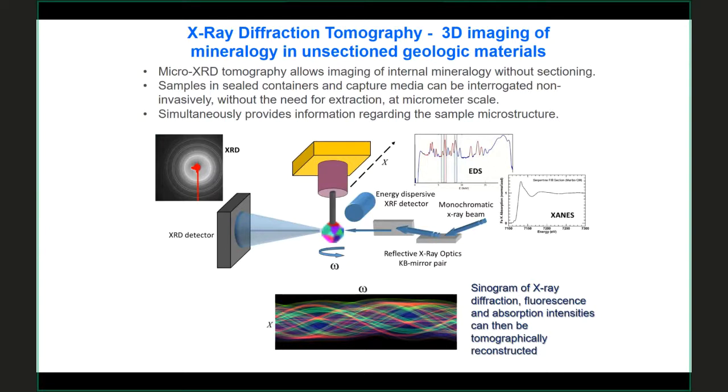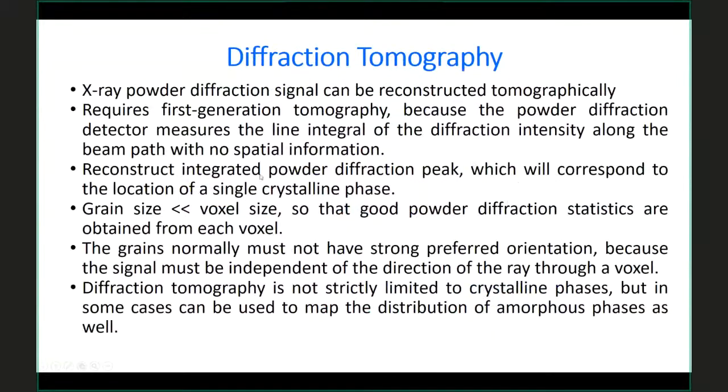When we're doing X-ray diffraction, we have no position information on where the beam originated from in the sample. The diffraction detector is just telling us what angle it scattered at. So we have to go back to that first generation pencil beam tomography. We just have one X-ray beam, a micron in size or a couple microns, and we scan the sample through it. We rotate, scan, and rotate. And at each point, we collect a diffraction pattern. And so the diffraction signal can be reconstructed tomographically.